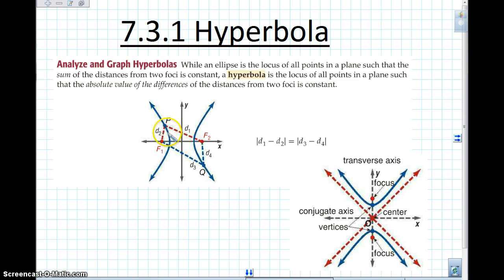So instead of adding the distances together and making sure we find all the points where their distances added up are the same, we're finding all the points where the difference between the 2 distances are the same. So you're just subtracting instead of adding like you were for ellipses.